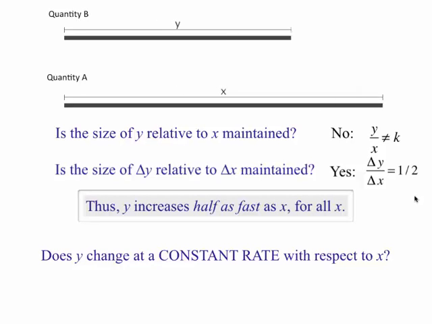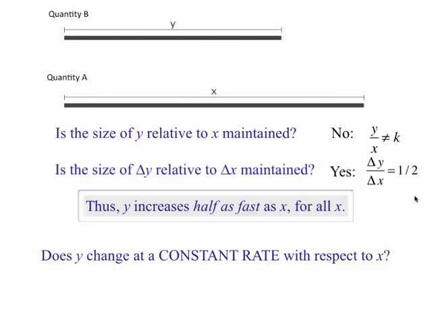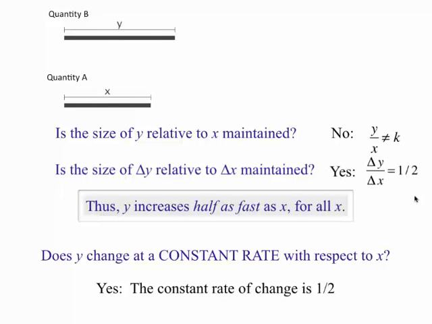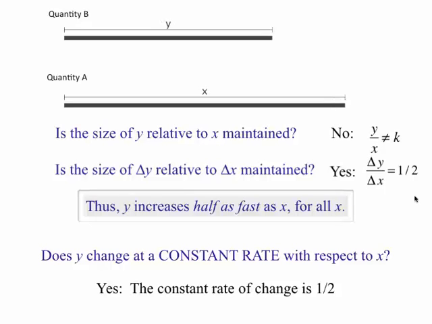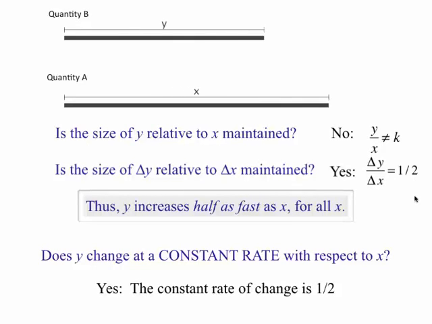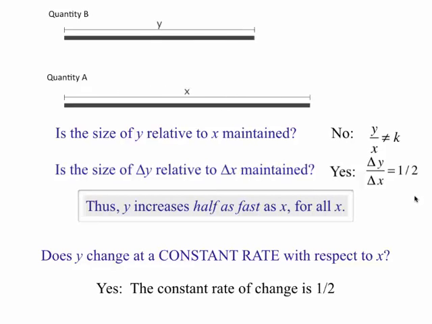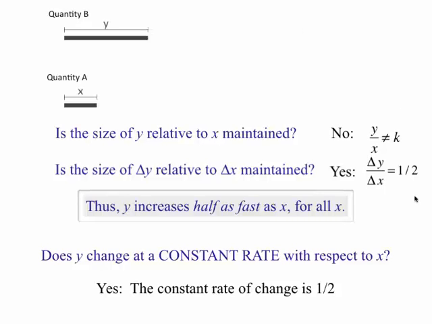Who did their homework? What does it mean for two quantities to change with a constant rate of change? The ratio of the changes is constant. Yes. Since y increases half as fast as x, this proves it to be constant. This is what makes the constant rate of change, right here.